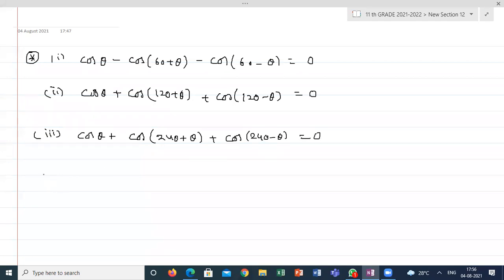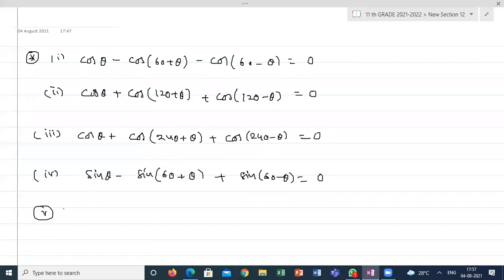With respect to sines, there are 3 more formulas. Sin theta minus sin(60 plus theta) plus sin(60 minus theta). This is also the same, sin(A plus B) minus sin(A minus B). If you use it as a standard equation, then you get the answer.